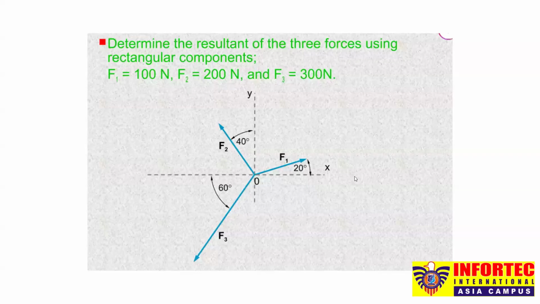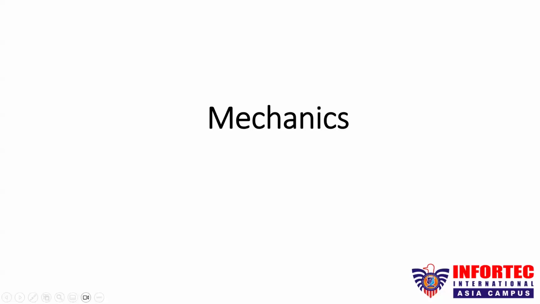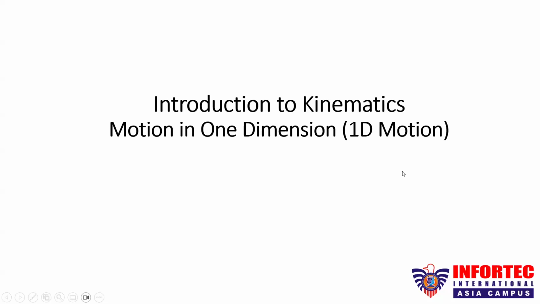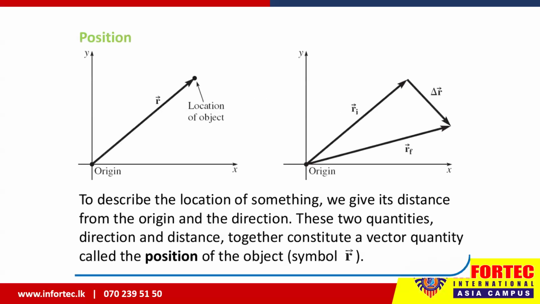Now we found the resultant vector of three forces. Next, we can start the mechanics part. Now we have the idea about vectors, resultant vectors, and scalars. Now we move to the mechanics, right? So first, motion in one dimension, an introduction to kinematics. First we think about motion in one dimension.